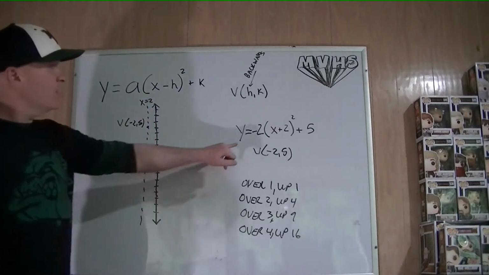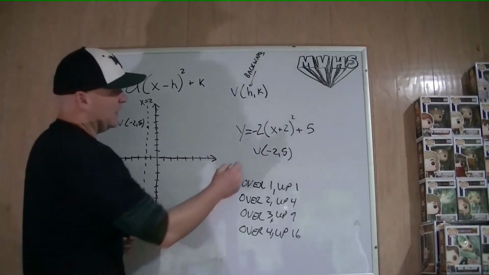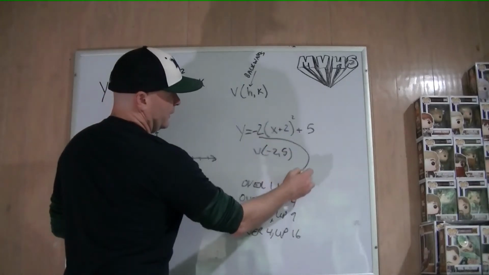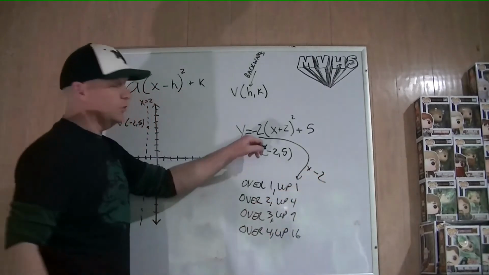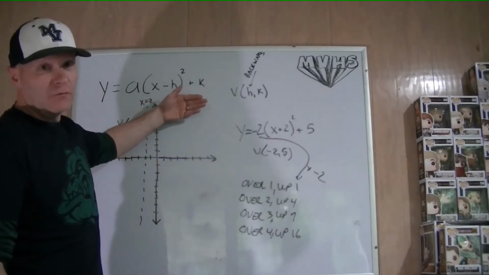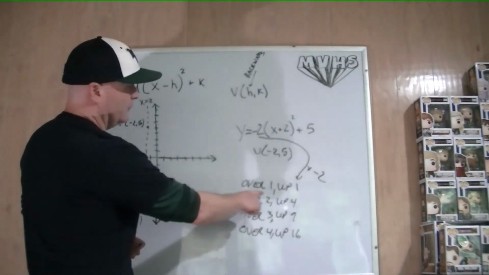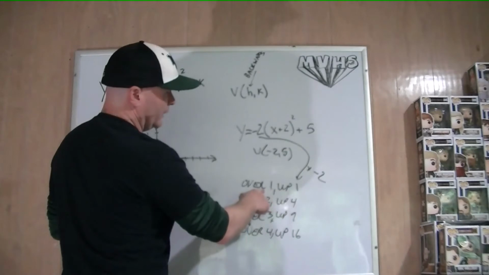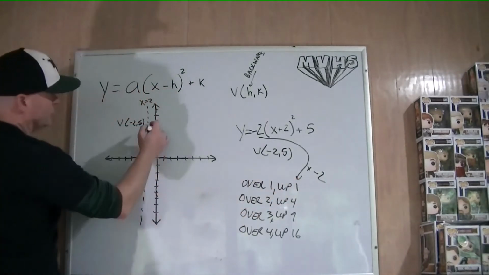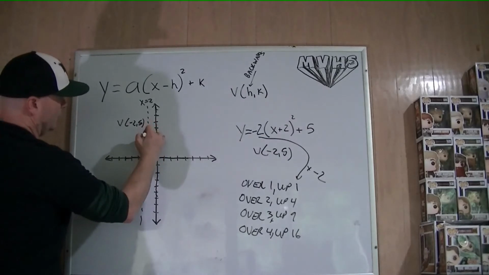Okay, and then we notice on this one a is negative 2. It's exactly like it was on the last one. So we're going to multiply all the y values by negative 2 since it has a negative at the front. What's that going to do? It's going to flip the graph over, so it's going to open down, as you'll see in a second. So instead of over 1, up 1, we're going to go over 1, down 2. So over 1, down 2, over 1, down 2.